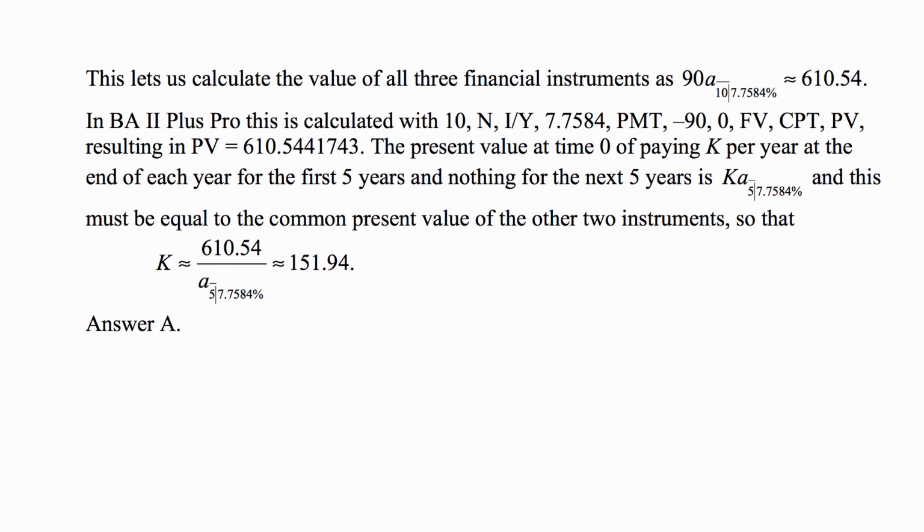The present value at time 0 of paying K per year at the end of each year for the first 5 years and nothing for the next 5 years is, well, just K a angle 5 at the interest rate of 7.7584%. And this must be equal to the common present value of all of the other two instruments, so that K times a angle 5 must be equal to 610.54, so that 610.54 divided by a angle 5 is K, and that comes out to be 151.94. And that's answer A.